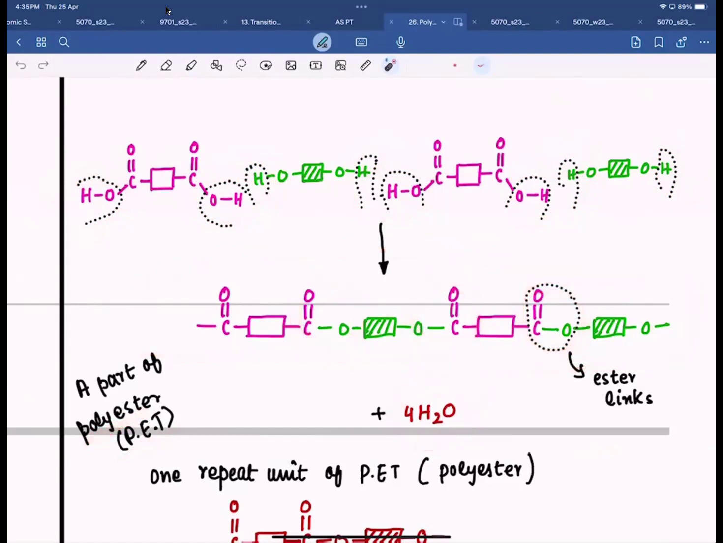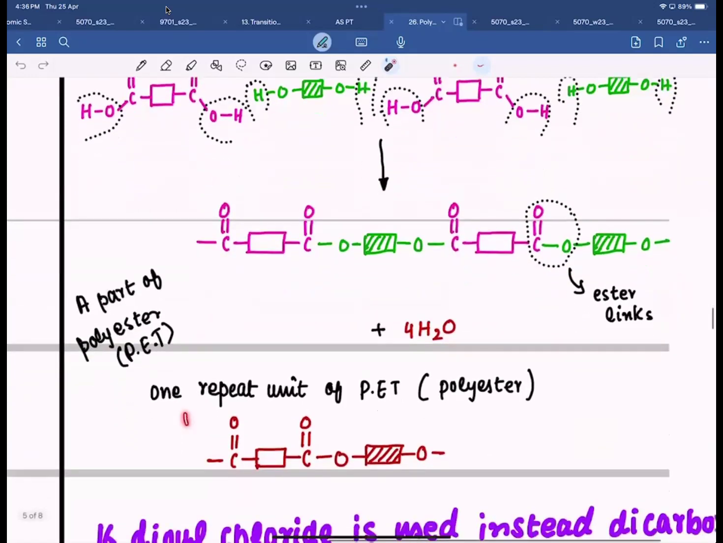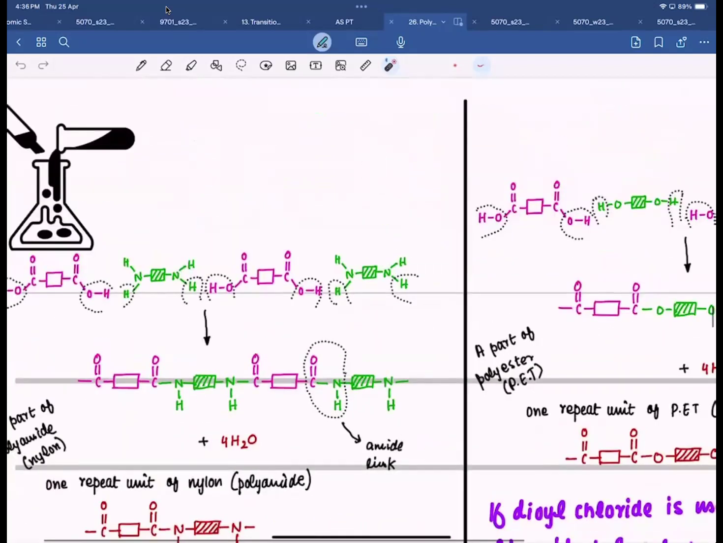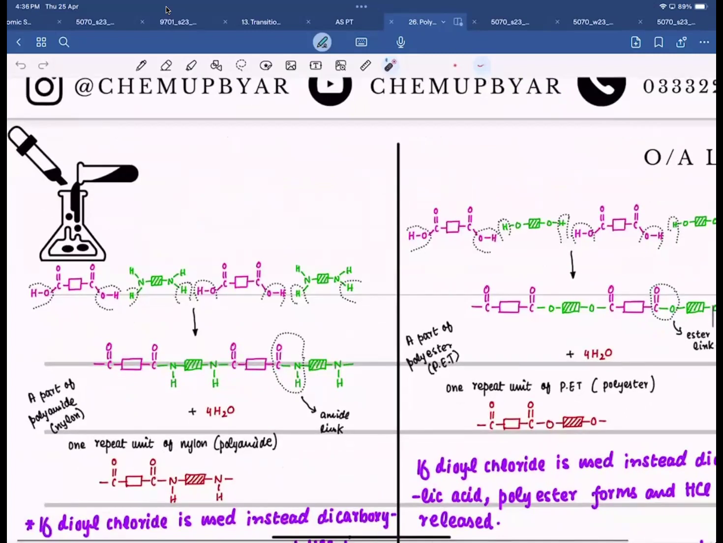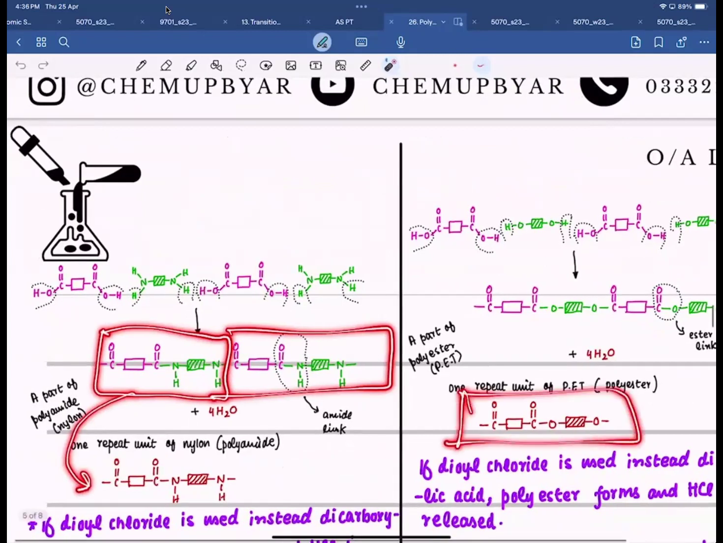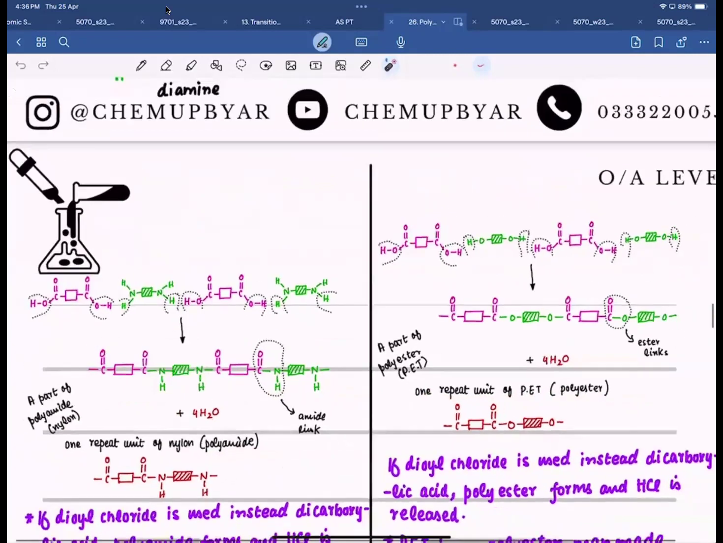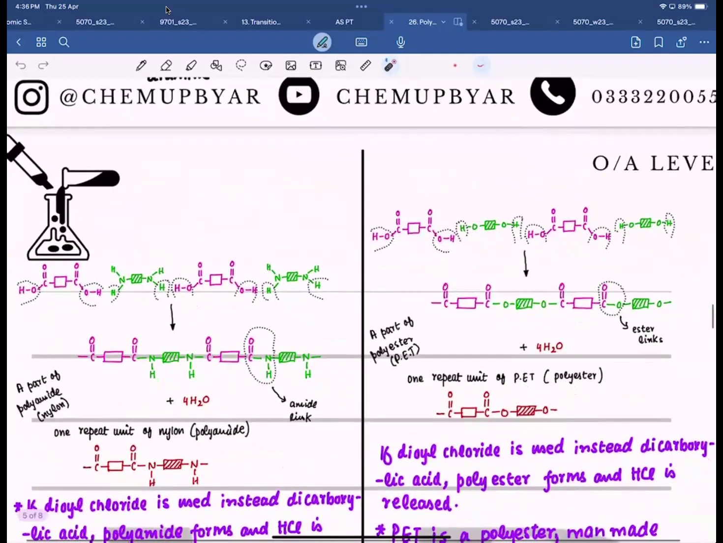Yes, sir. Now if you see the repeat unit, isn't the repeat unit this part? Because from here a repetition starts, right? So if they ask you to draw one repeat unit, we'll draw like this. And over here, the repeat unit starts from here and ends over here, and from here the repetition starts again. So one repeat unit over here and one repeat unit over here. The polyester is called PET and polyamide is called nylon. Till here, is this clear to all of you? If any one of you has any confusion, please ask.